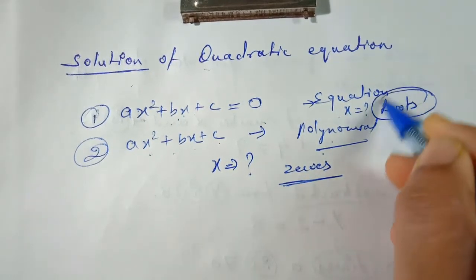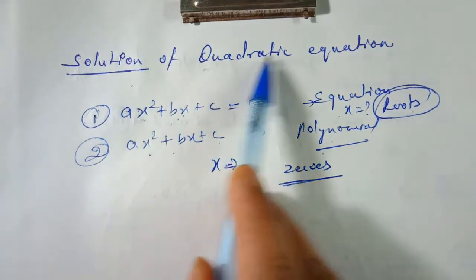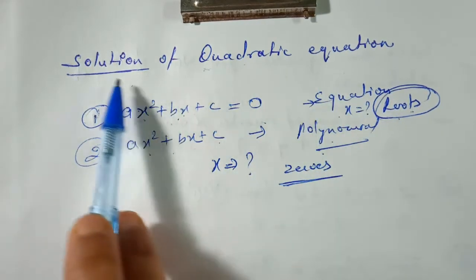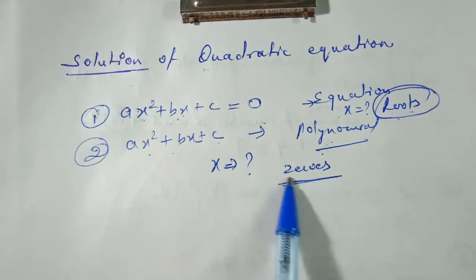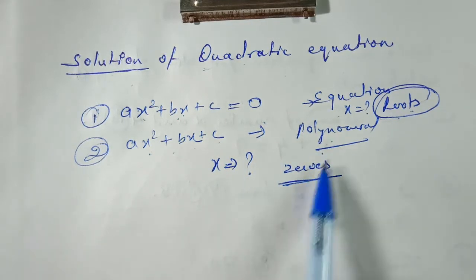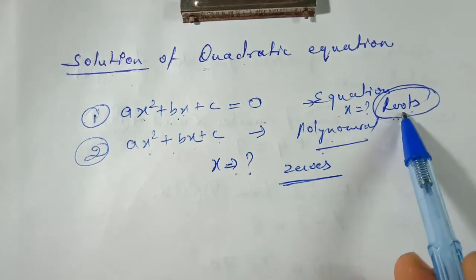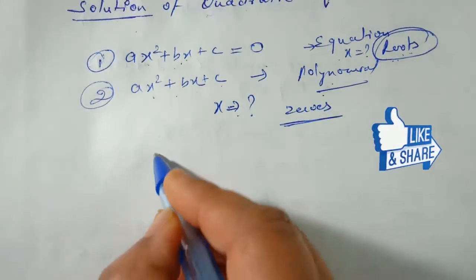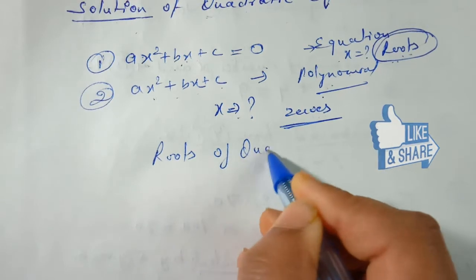So we're going to use the word roots. If we are finding the solution of a quadratic equation, it means we are finding the roots of the quadratic equation. And if we are finding the solution of a quadratic polynomial, it means we are finding the zeros of the quadratic polynomial. Both mean the same, but they have different names. For an equation it is called roots, and for a polynomial it is called zeros. Now I am using the word roots, roots of a quadratic equation.